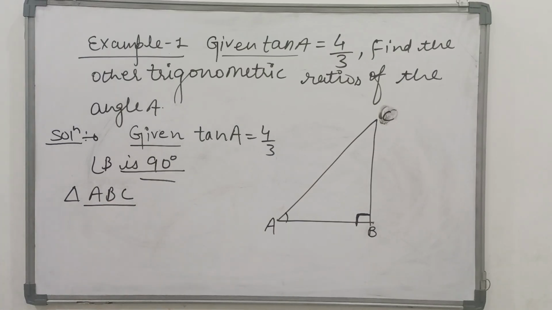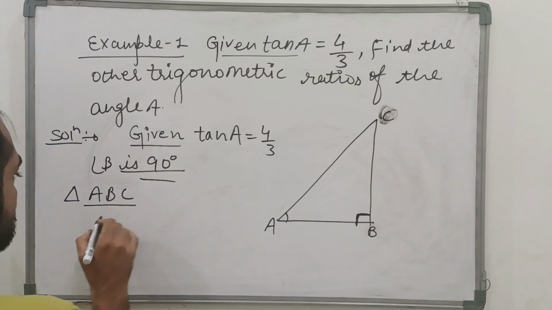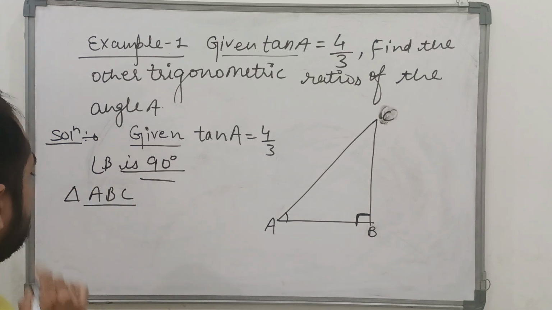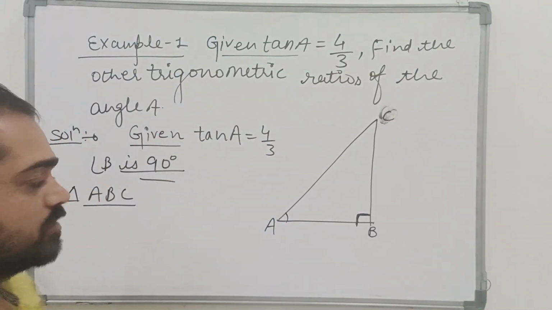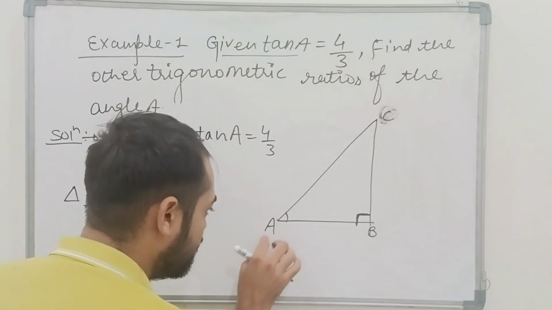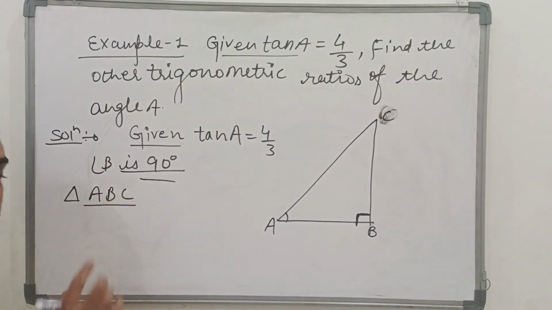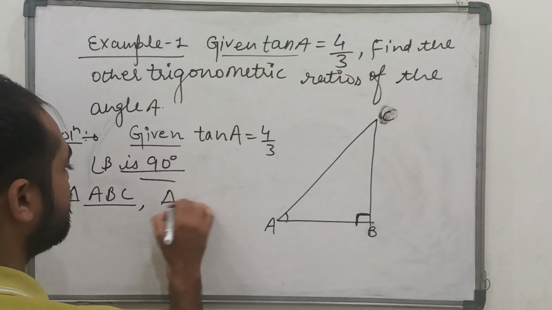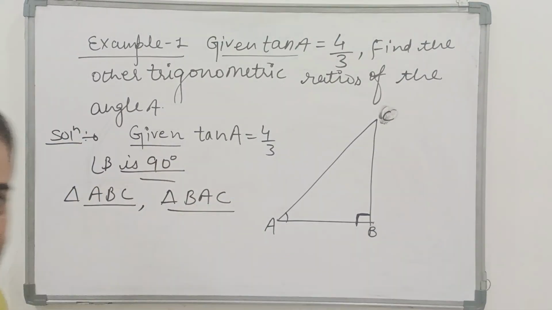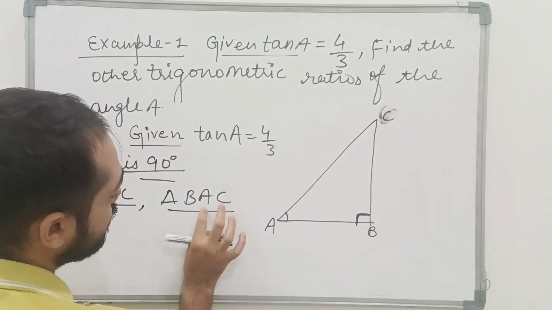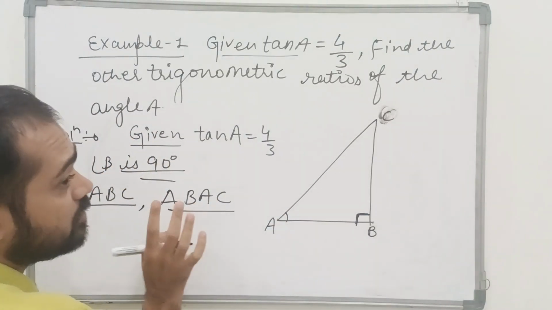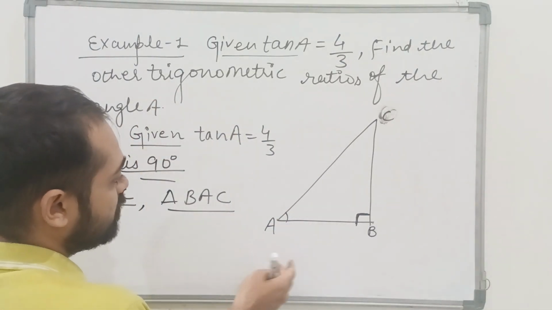Now, triangle ABC, but I want to find the ratios on behalf of angle A. So we will write the point A in the middle of ABC, like this: triangle BAC. So now we want the trigonometry ratios on behalf of angle A.